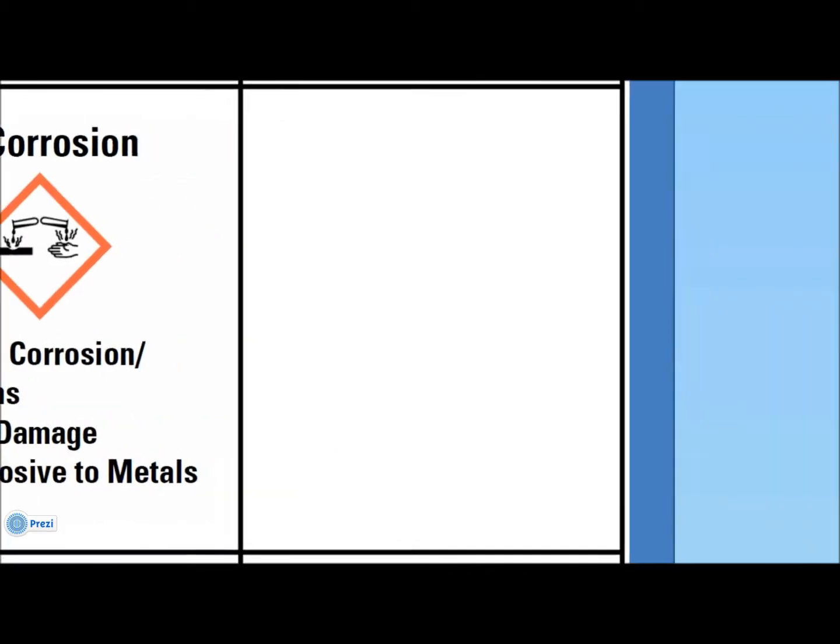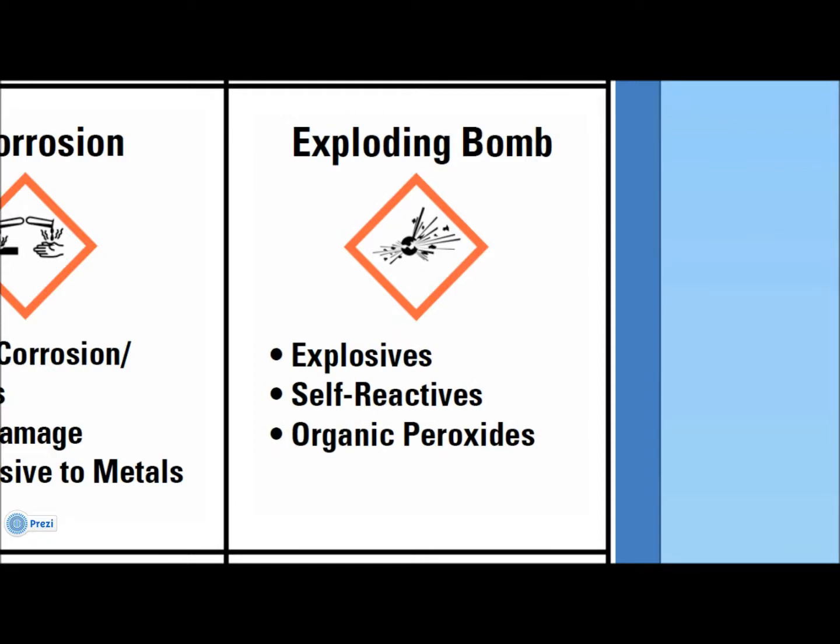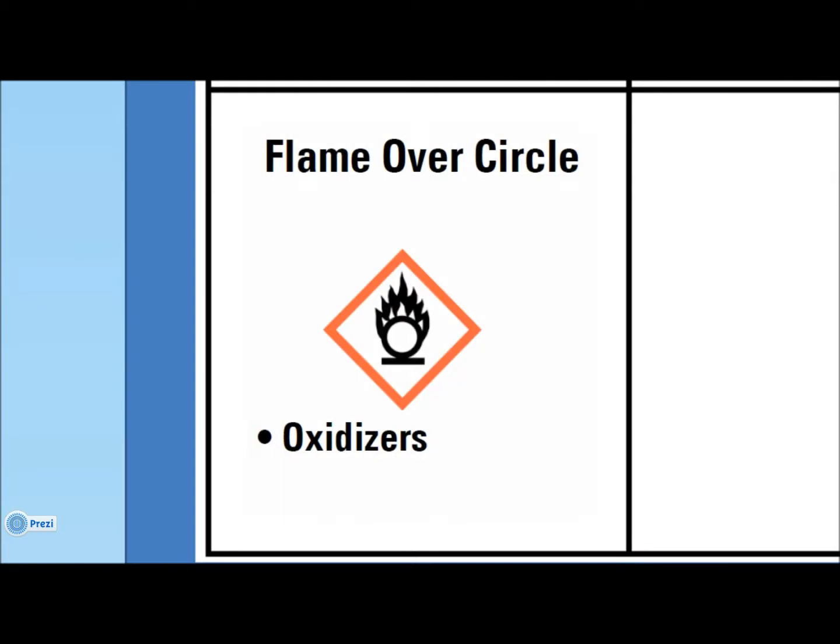The exploding bomb, which indicates that the product is explosive. You will want to follow directions to ensure you do not accidentally set off an explosive reaction. The flame over a circle pictogram indicates that the product is an oxidizer. Though not necessarily combustible, this signifies that the product may cause other chemicals to combust if it is mixed with them. Follow directions carefully to know what substances to avoid.